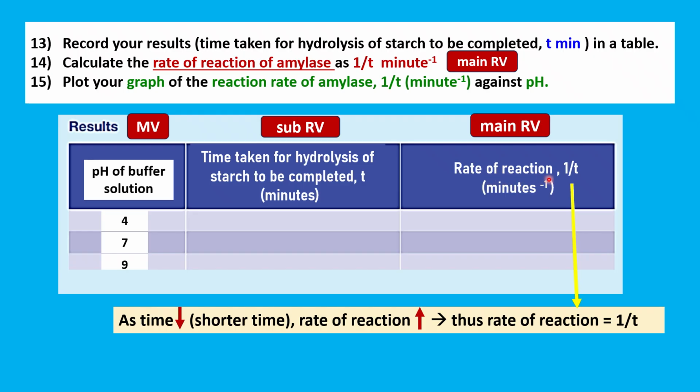So find the rate of reaction, 1 over T, and the unit is per minute. Why is it 1 over T for rate of reaction? Because as the time taken for the hydrolysis of starch to be completed decreases, that means as the time becomes shorter, the rate of reaction is higher. That means the reaction occurs more quickly. Thus, there is an inverse relationship. The rate of reaction is inversely proportional to the time. Thus, the rate of reaction is 1 over T.